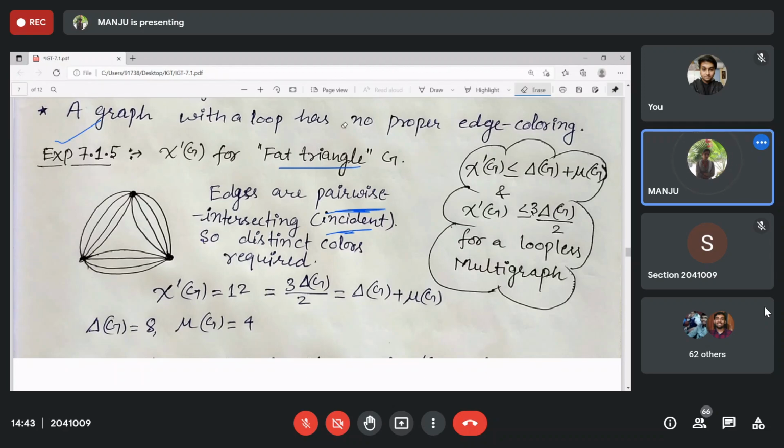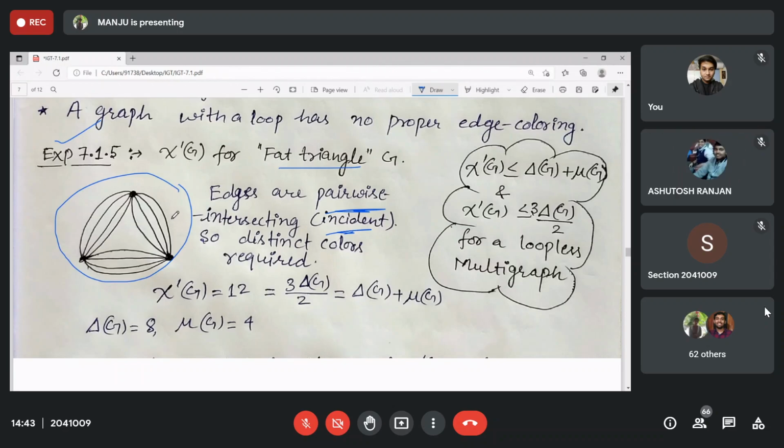So how many minimum colors? Equal to the total number of edges. Can you count it? How many edges are present? 12. So it will be 12.